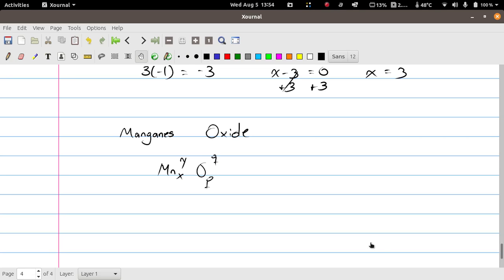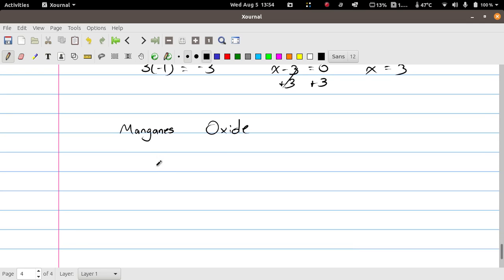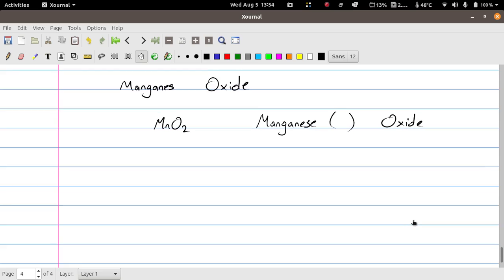Actually, no, I can't do it this way, so let me write the formula down. It won't work for this one. It's too specific. So I have manganese oxide. I'm going to write it MnO2. Tell me what the charge of the manganese is. How would you name it? So pause the video and see if you can figure it out. And then we're going to do one more after this.